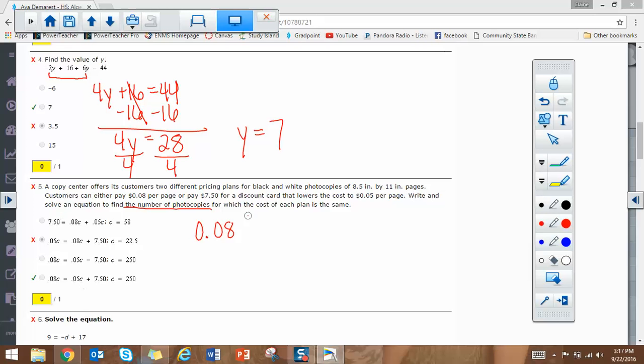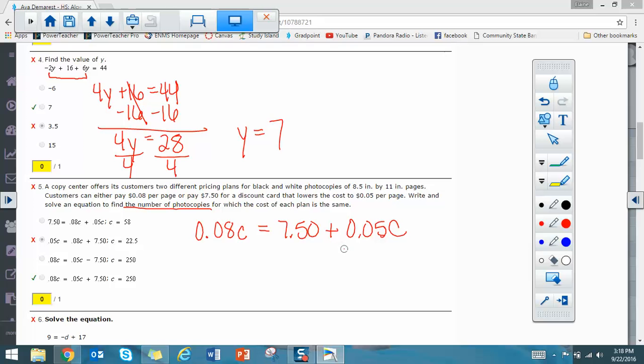in their equations here. So 8 cents C is equal to, the other plan is $7.50 up front plus 5 cents per page. So you can see that even though it's cheaper per page, you have this initial cost of $7.50 for the card that you have to offset. So we won't know how many photocopies we can make until it's equal. So now here we have an equation. Oh, I need to change this to a C. So now we have our equation, 8 cents C equals $7.50 plus 5 cents C.